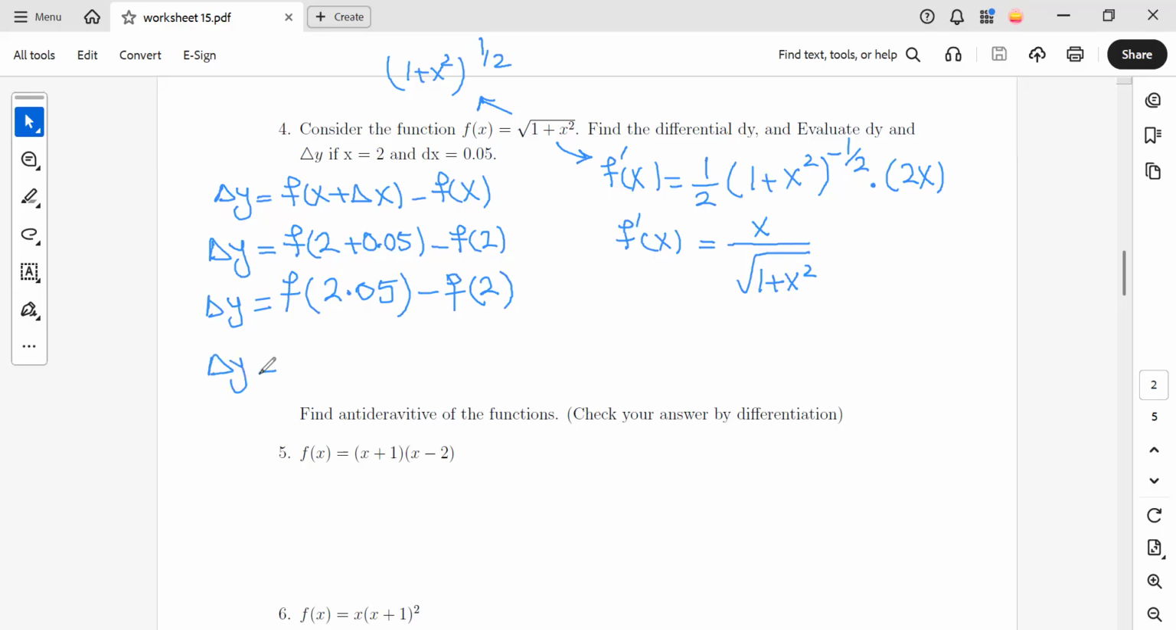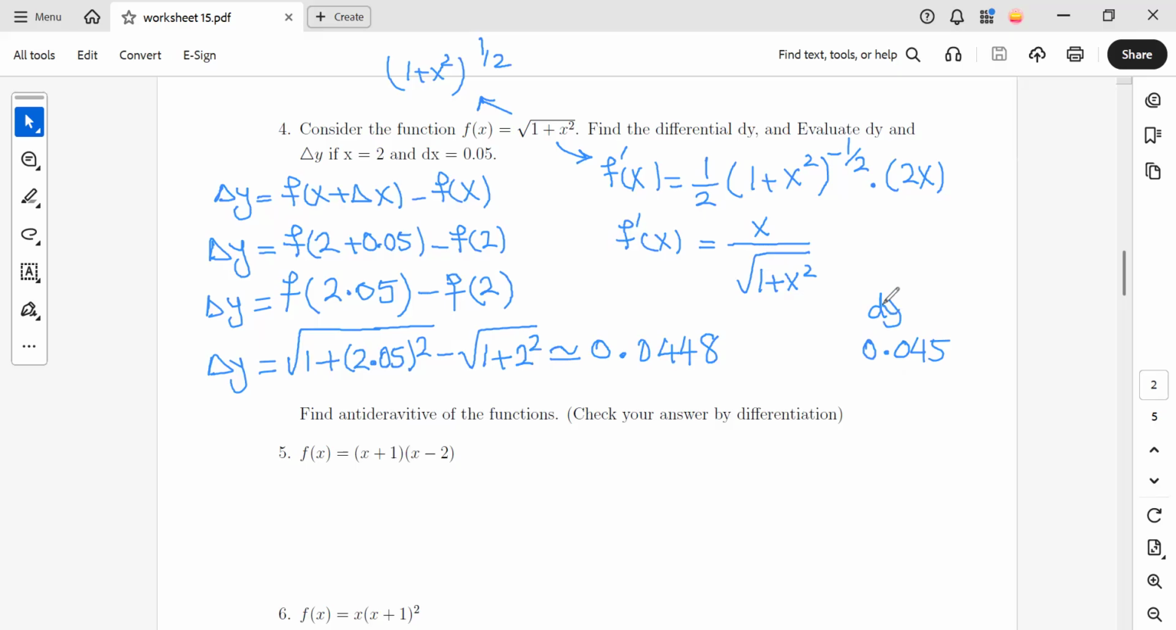Delta y will be f of 2.05, which is square root of 1 plus 2.05 squared, minus f of 2, which is root of 1 plus 2 squared. Now, using a calculator, you would get 0.0448, which is approximately equal to 0.045, which we found for dy, and we expect this one.